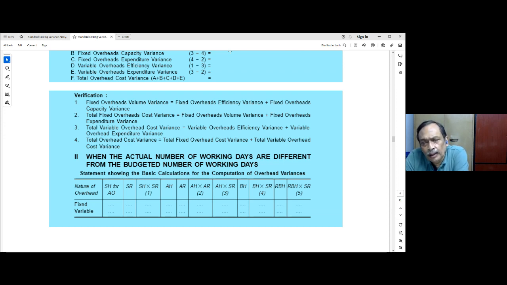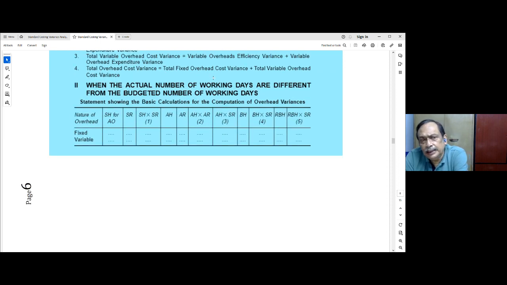Now, it may so happen that in any question, when the actual number of working days are different from the budgeted number of working days, hence our table should comprise 12 columns. We have to add 2 more columns. Accordingly, the table will be nature of overhead, obviously under fixed and variable, because semi-variable is part of both, with a variable element.